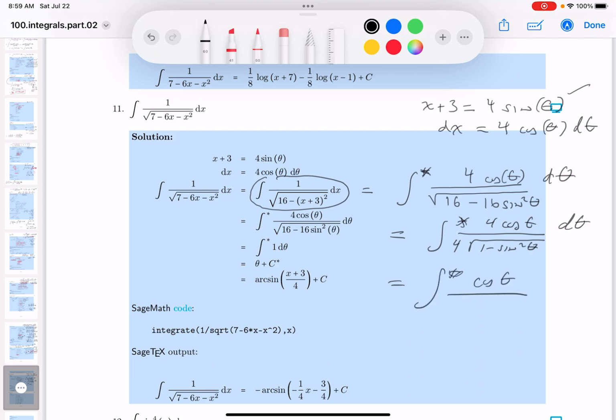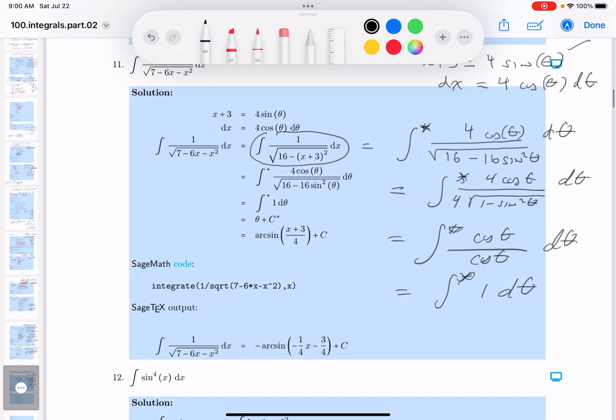And 1 minus sine squared theta is going to be the square root of cosine squared theta. So the square root of cosine squared theta, absolute value, but we get an invertible region over here that we're not too concerned about. So I'm going to just simply say it's cosine of theta, d theta. What does that give me? That gives me 1 d theta. What's its antiderivative? It's just theta plus some constant of integration.